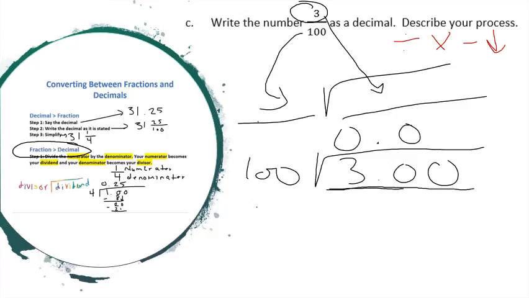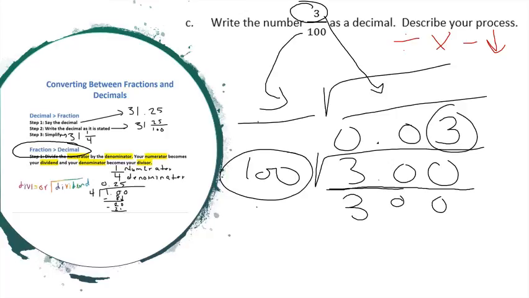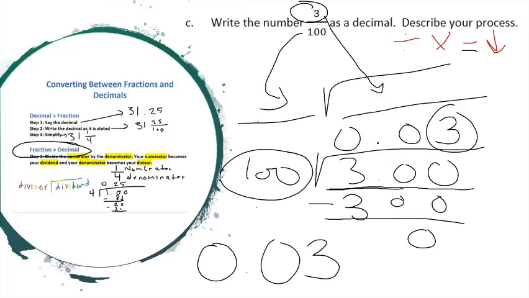How many times can 100 go into 300? 3 times. Multiply. 3 times 100 gives you what? 300. Subtract gives us 0. There's nothing to bring down, so we're done. So our answer is, I don't want you to say point, ever. I want you to say the answer without saying point. Let's see if you can do it without me. Our answer is 3 hundredths.